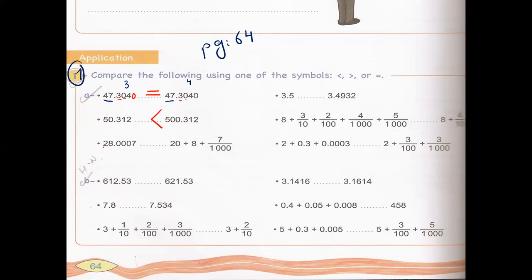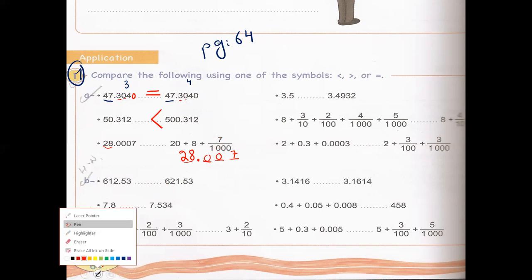Here, the whole part is 28. Here we have some. Let's add them. 20 plus 8, 28. Point. Now the decimal part, 1000 means 3 digits. The 7 at the end, we fill the empty spaces with zeros. We typed the same whole parts in both.